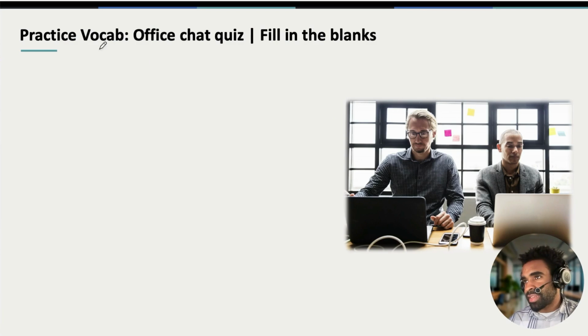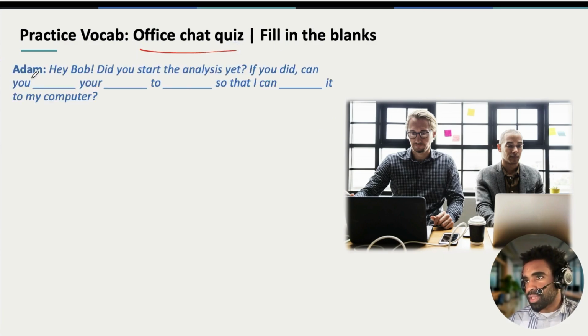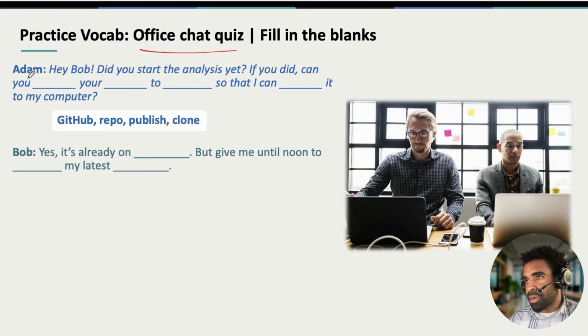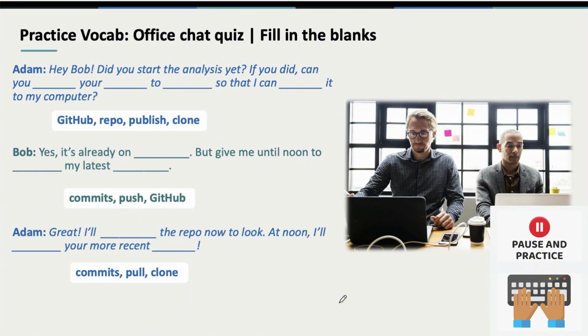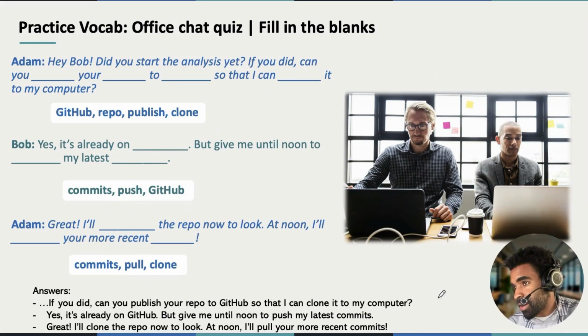Okay, so based on that, test your understanding with this Office chat quiz. So we have a fake conversation between two people, Adam and Bob. And Adam says, "Hey Bob, did you start the analysis yet? If you did, can you dash your dash to dash so that I can dash it to my computer?" And here you have 4 options. And then Bob responds, and there you have 3 options. And then there's a final response also with 3 options. So pause the video and see if you can fill in these blanks. And here are the answers.